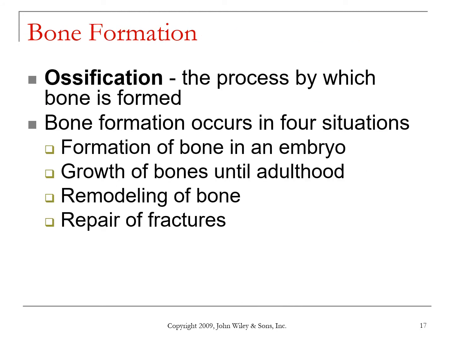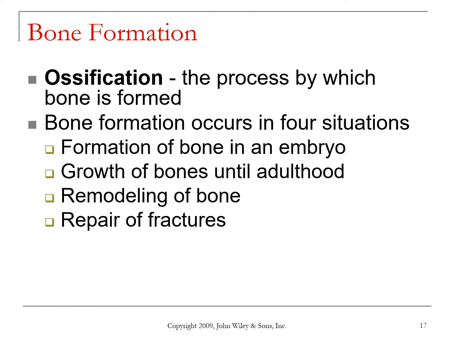Let's move on to describe how bone tissue is formed. The process by which bone is formed is called ossification or osteogenesis. Throughout life, bone formation occurs in 4 situations. Initially, we need the development of the bony skeleton during embryonic development, so that's in utero. Then, we need continued bone growth and development throughout infancy, childhood, and adolescence until adulthood when we stop growing.